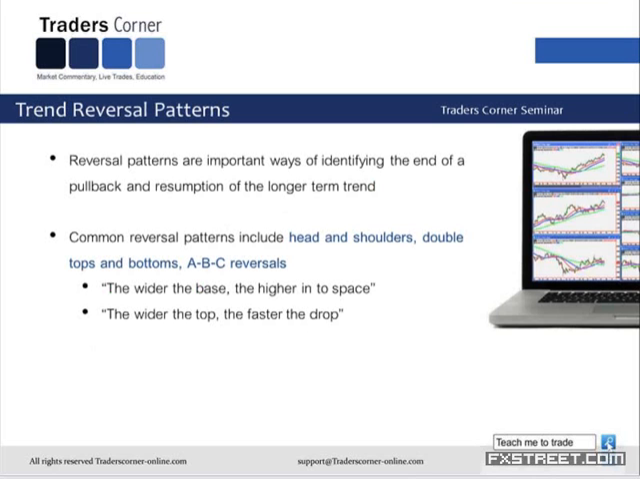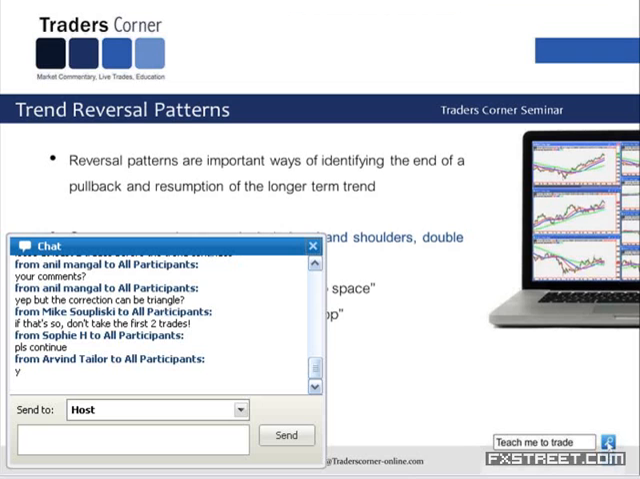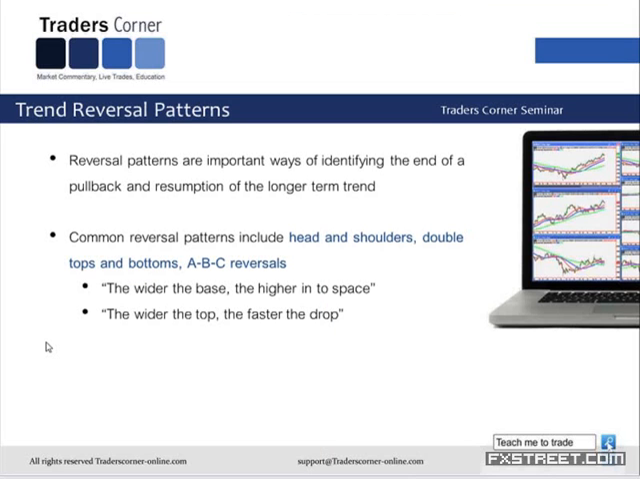Okay, wonderful. So, reversal patterns, ABC reversals. ABC reversal patterns are important ways of identifying the end of the pullback and the resumption of the longer term trend. We typically don't try to call the top or bottom of a big trend. I'm not trying to do that at all. All I'm trying to do is determine when the counter trend, when the pullback, is over and when the real trend is about to continue. That's what I'm trying to do with my trading and trading these reversals. So let's not get it confused with trying to pick a top or a bottom. We're not doing that. They're going to let us know when the resumption of the trend continues.